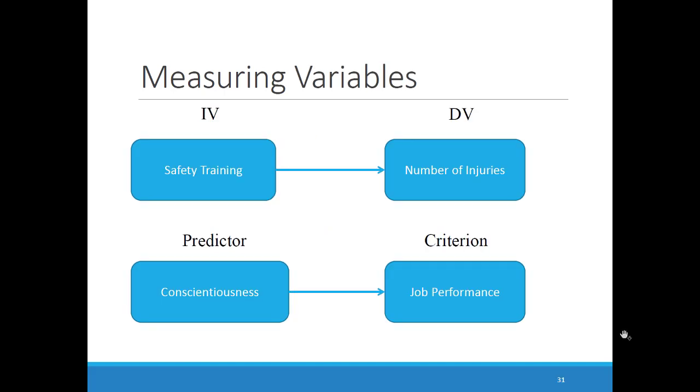Here are some examples of independent and dependent variables and predictor and criterion variables. So at the top we have safety training, our independent variable, manipulated, and we observe the effect on number of injuries. That would be our dependent variable. On the bottom we have a predictor of conscientiousness, and that would relate to our criterion or our outcome of job performance.